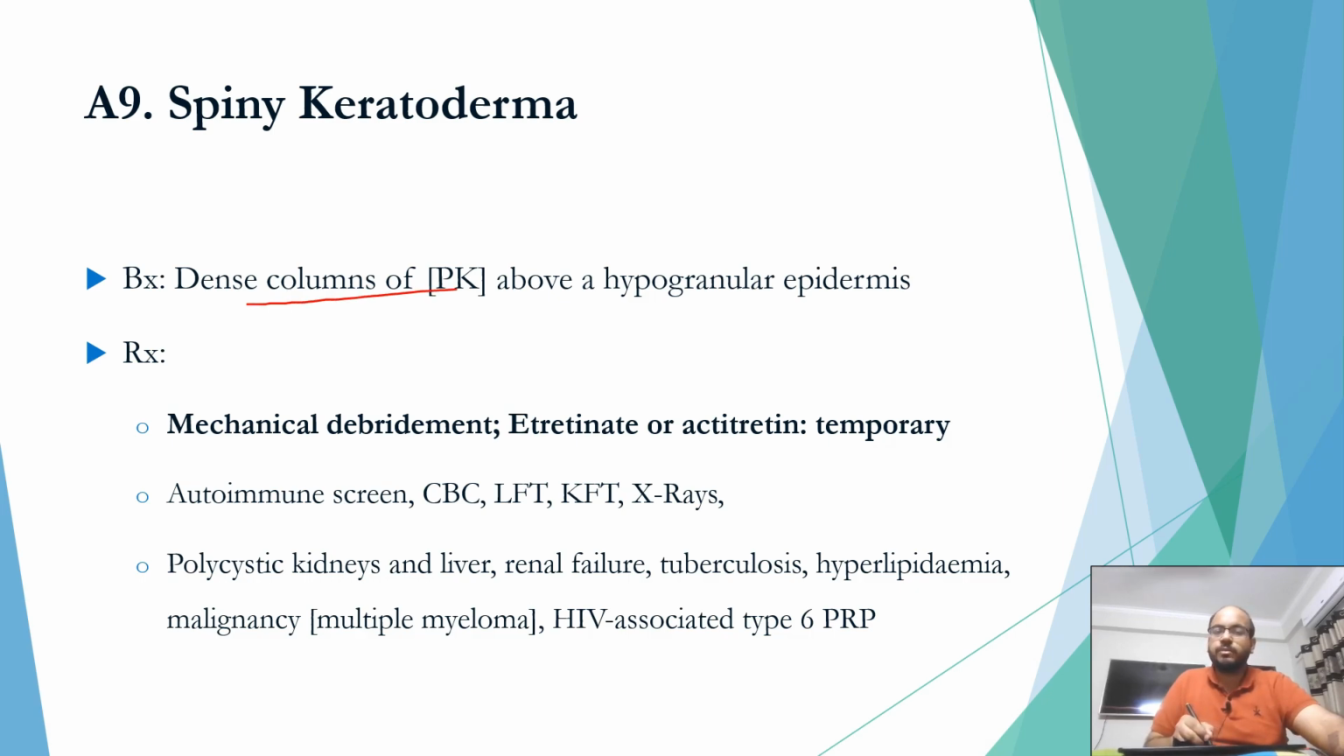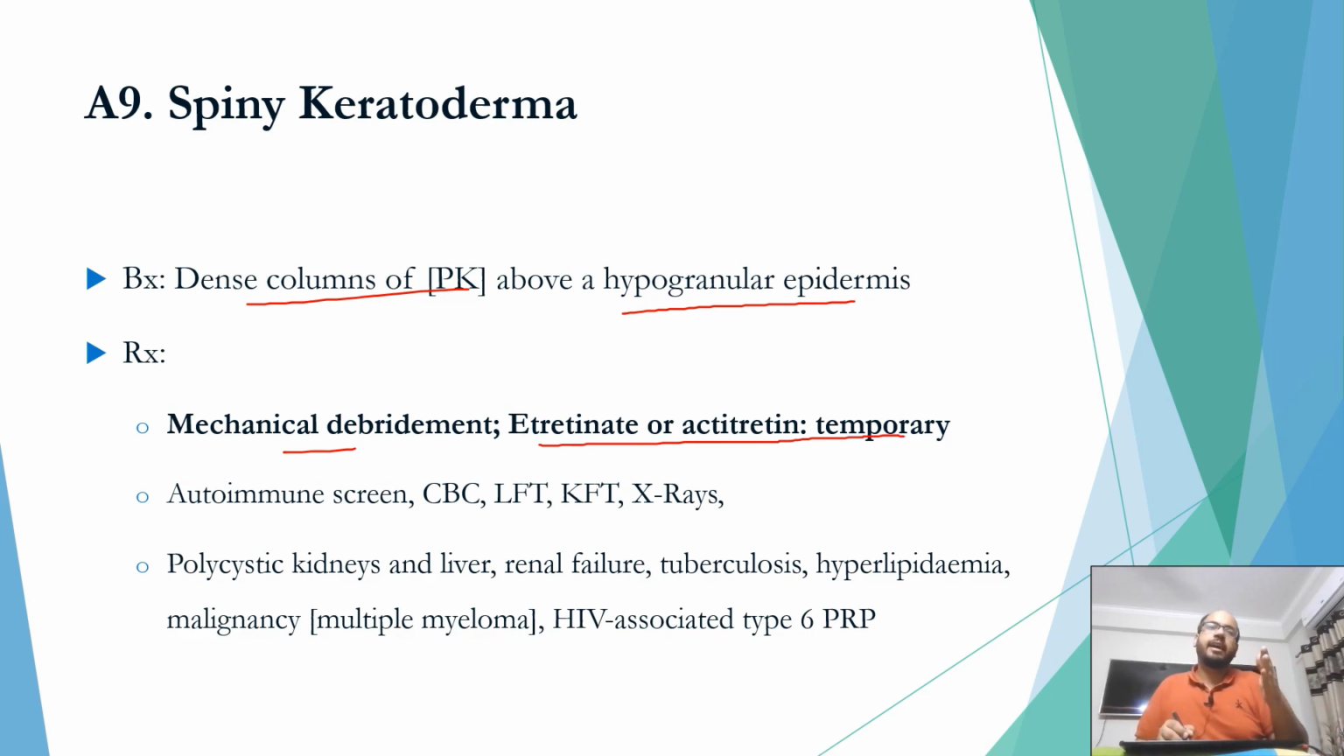Biopsy shows dense columns of parakeratosis. You have a column of parakeratosis, a column of scale, and a column of thickened keratin above a hypogranular epidermis. Clear? Treatment includes mechanical debridement. Tretinoin or acitretin therapy has been found to have temporary benefit.